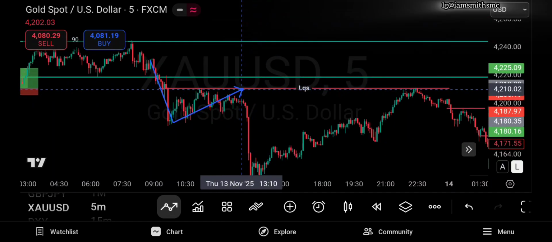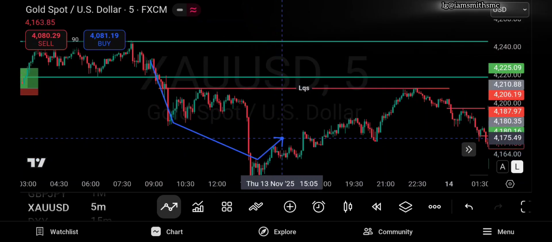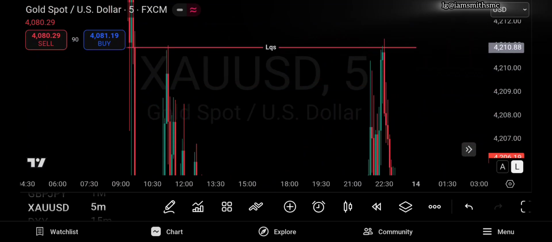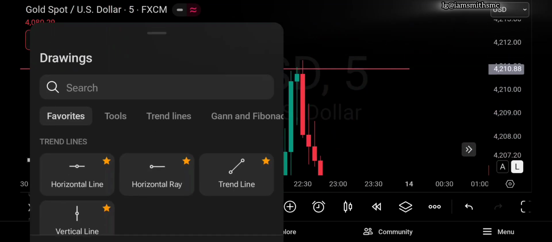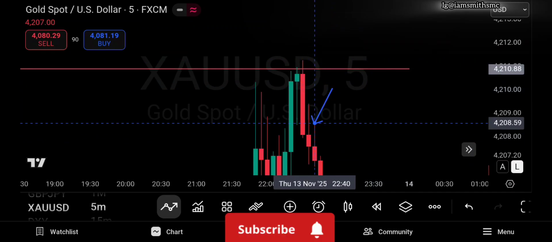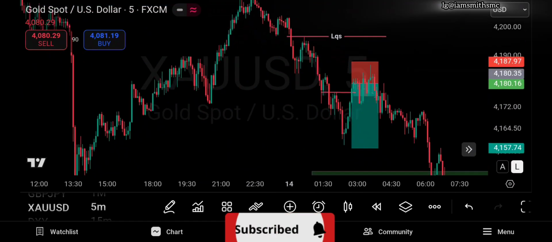There is a liquidity resting above here. The market first of all comes and takes it out before moving downward. This was when the market took the liquidity. This particular level, the market took the liquidity and started moving downward. Almost all the time, that's what normally happens.